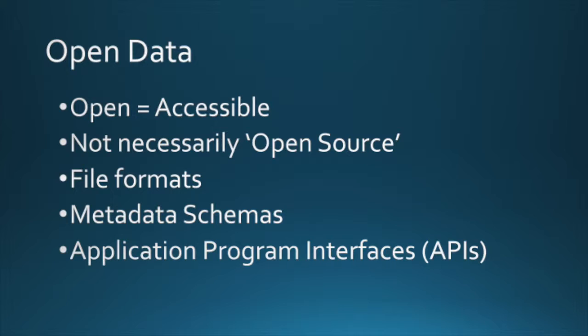So the second concept is open data. Now, open data doesn't necessarily mean open source. What it means is accessible. So it's about removing the barriers to access for data, if at all possible, keeping the mechanisms for storing and access as open as possible. Open data means open access, open content, open collections. And it also means looking at non-proprietary file formats.